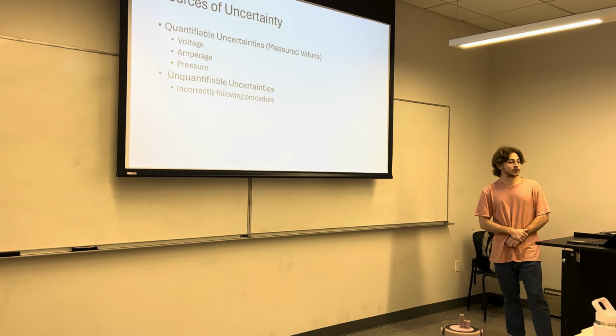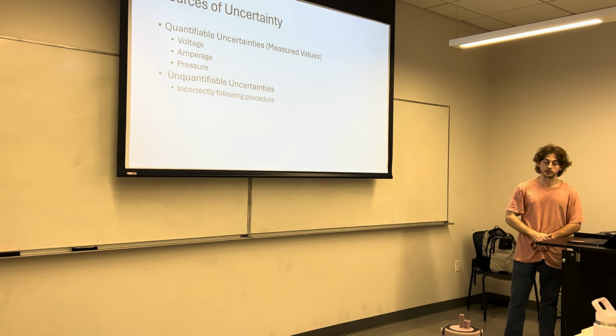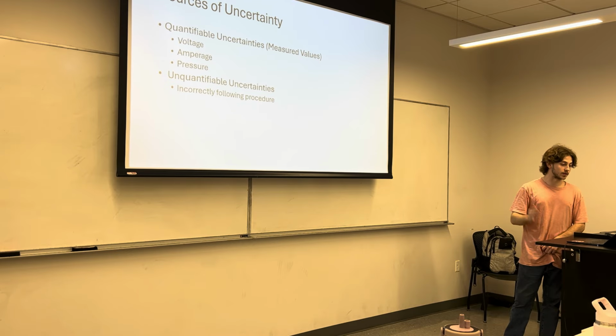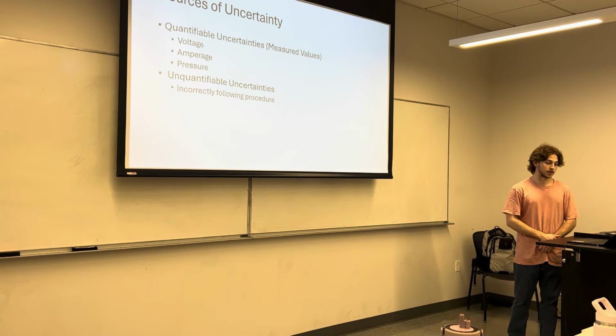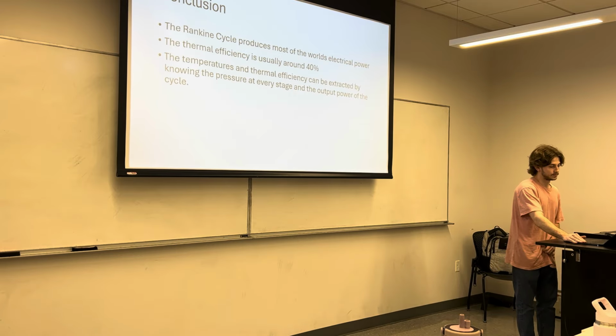Some sources of uncertainty. There are some quantifiable sources of uncertainty, such as the uncertainty in the voltage measurement that's given, the amperage, and then the dial on the pressure gauge. Some unquantifiable uncertainties would be if we incorrectly followed the procedure and didn't get the exact results that we expected.